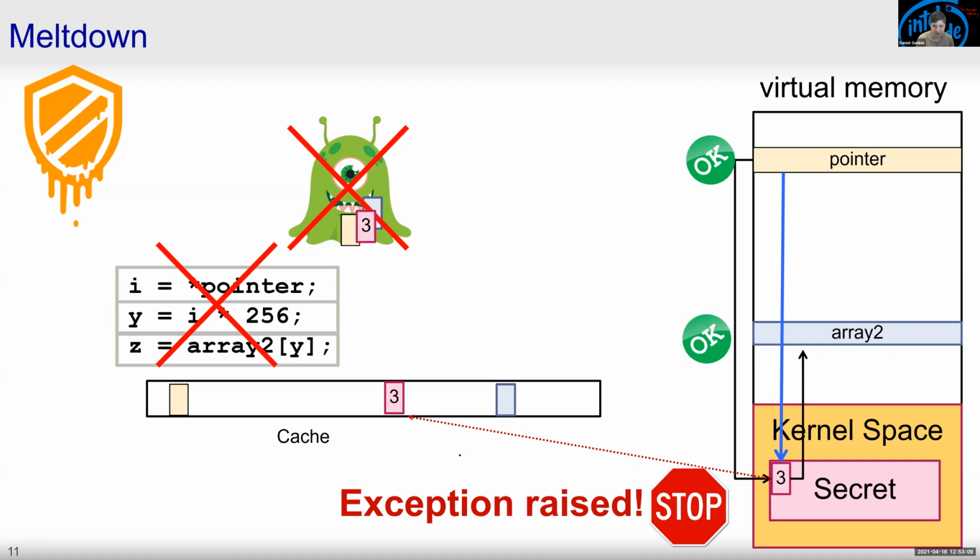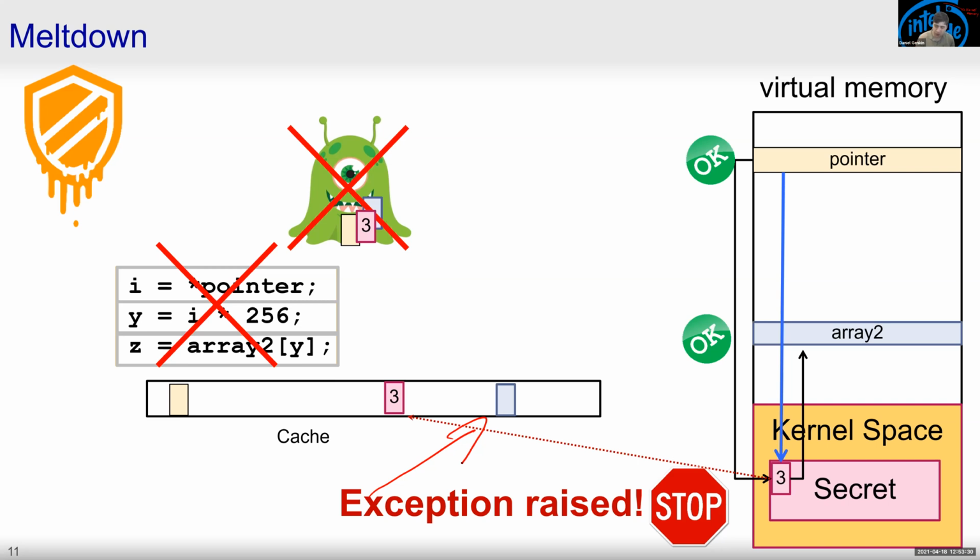Red. No, it's not red. Red you cannot access anymore. Purple. This. What is this doing in the cache? Who touched that? Whose cache line is this anyway?